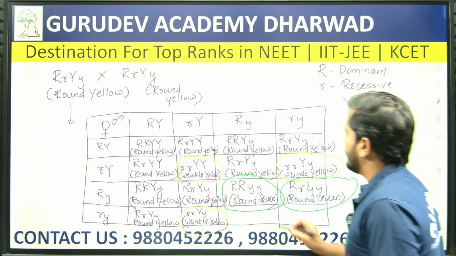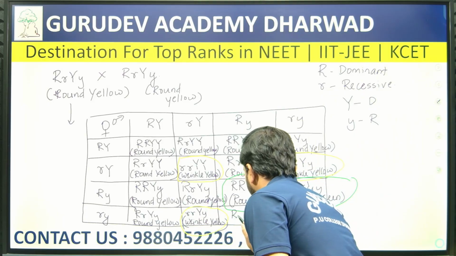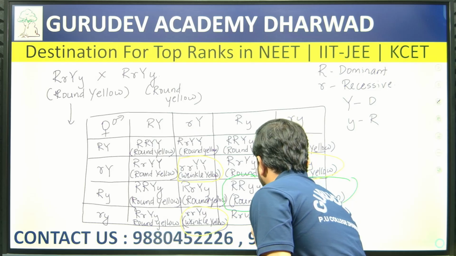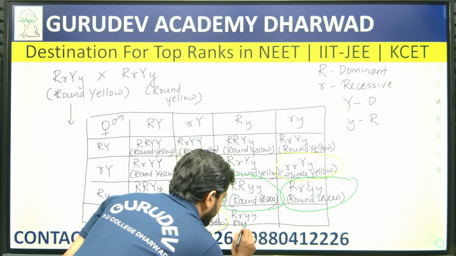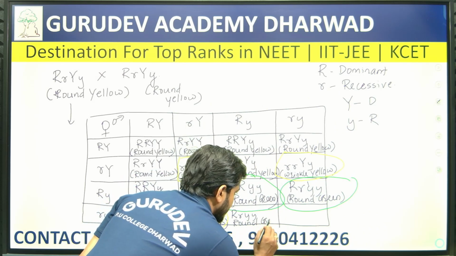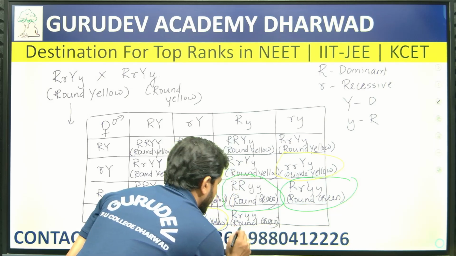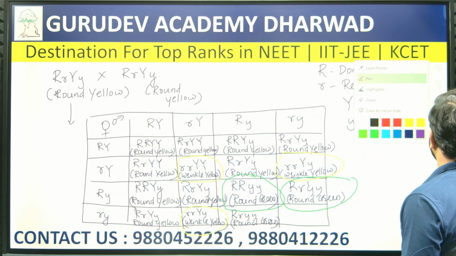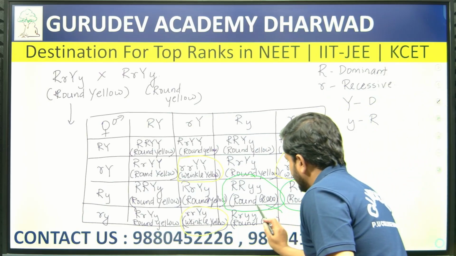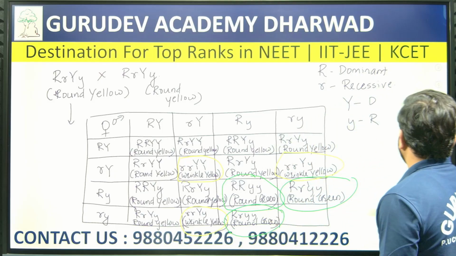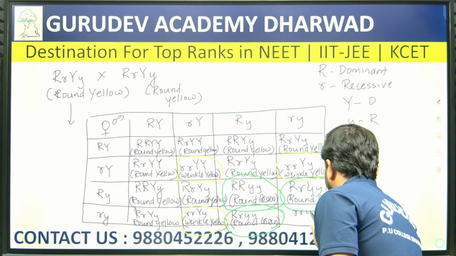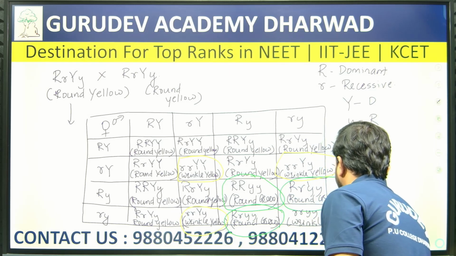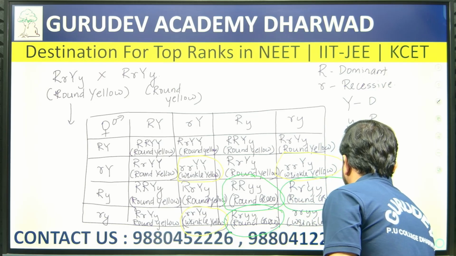Then next it is capital R, then small y. So what I have got over here is particularly round green, right? So with respect to that, this will be the green. And lastly what I'm going to get is small r, small y, which is nothing but wrinkle green, which is a recessive character, right?